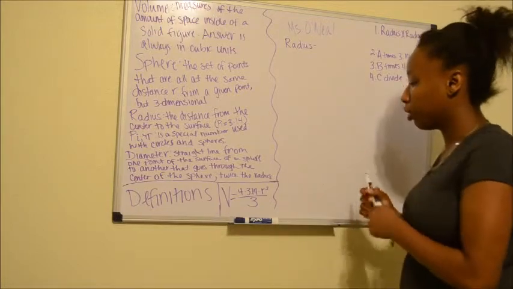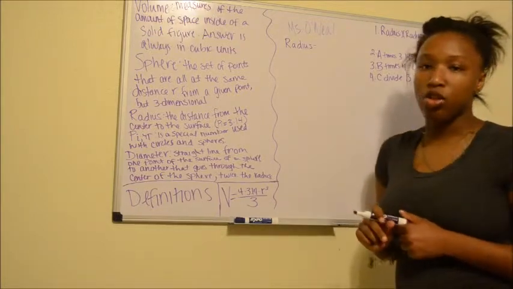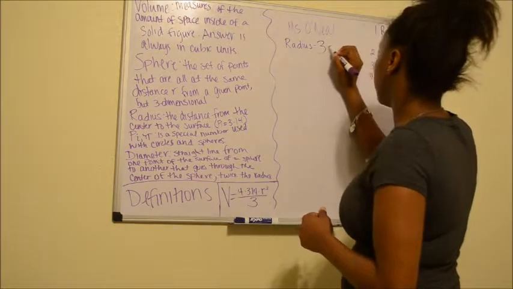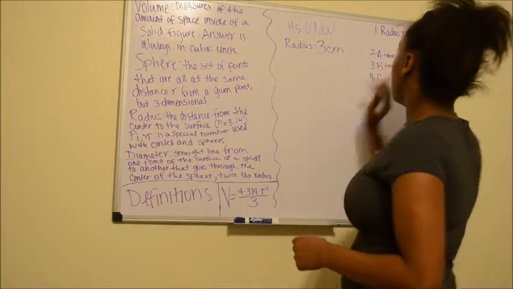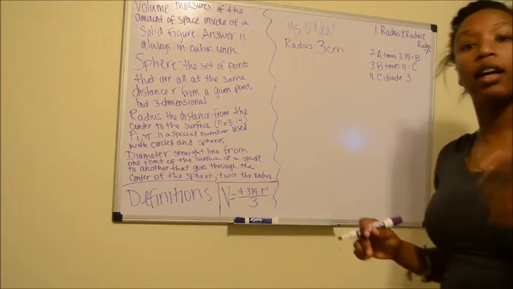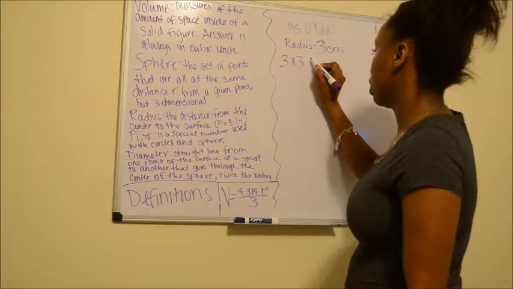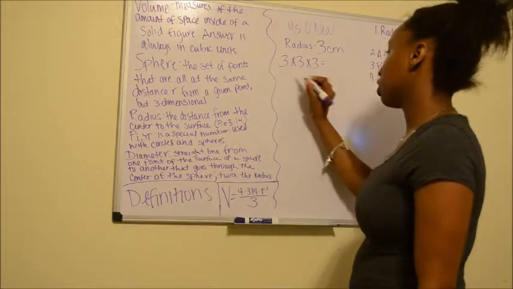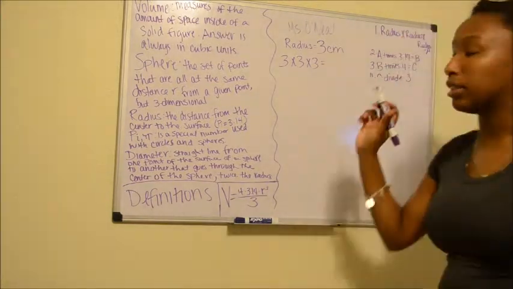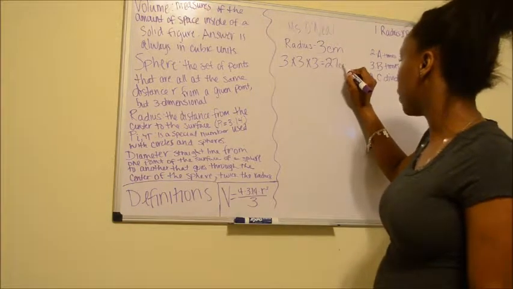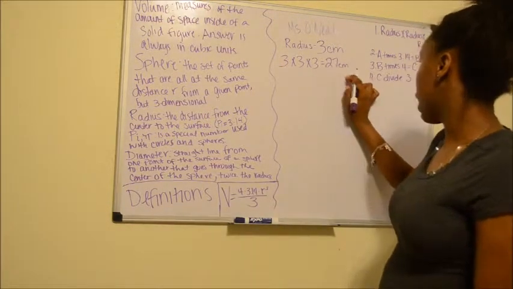Another example. Let's try 3. So if the radius is 3, again, we're going to start at the top. Radius times radius times radius, which would be 3 times 3 times 3. So 3 times 3 is 9. 9 times 3 is 27. So it'll be 27 centimeters, which is our A.